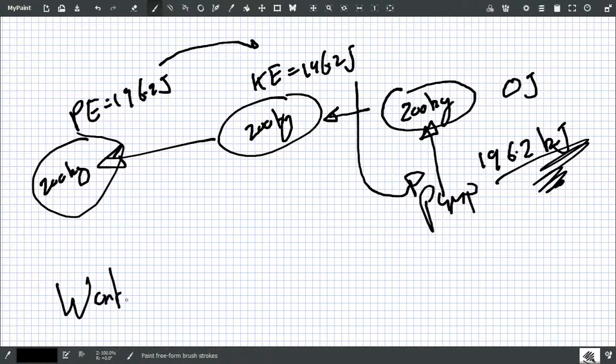So what's happening is the pump is doing work. It's doing 196.2 kilojoules every second.